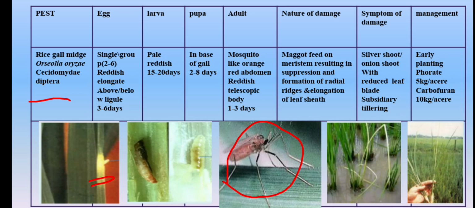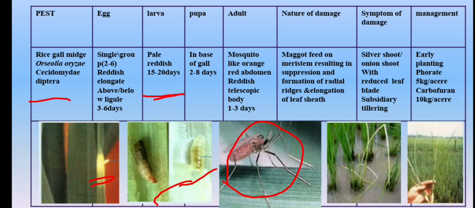Coming to the larva, generally we call it a maggot. All the dipteran larvae are called maggots because they don't have legs and head. This maggot is also reddish in color and the duration is 15 to 20 days. This is the maggot. And pupation takes place at the base of the gall, and pupal duration is 2 to 8 days.